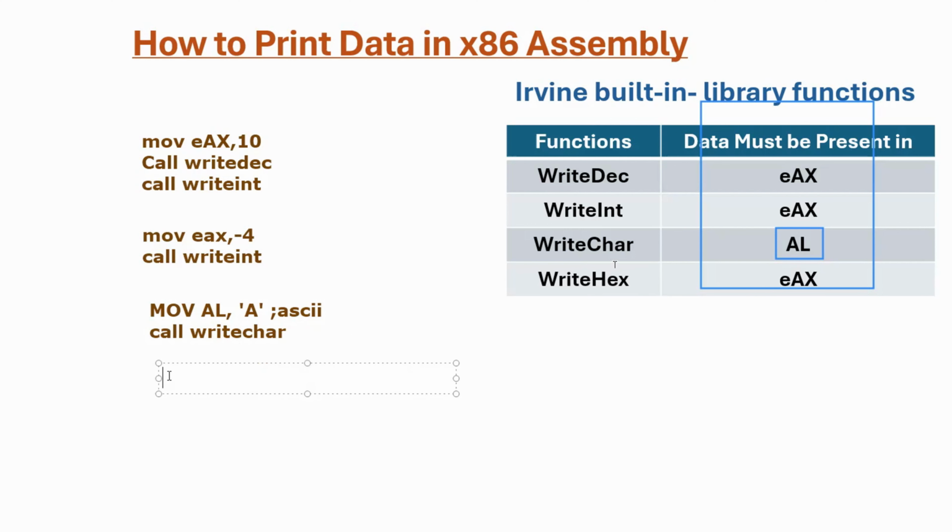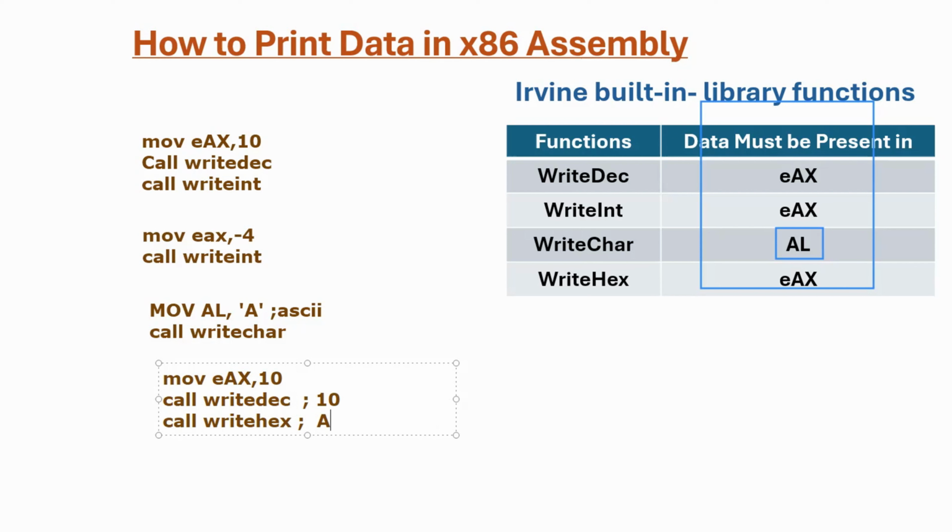So let's say I move EAX comma 10. 10 is a decimal number. And if I use call write decimal here, it will print the value in decimal, which is 10. But if I use call write hex, it will print it in hexadecimal. So 10's equivalent in hexadecimal would be what? A. So we will see that A will be printed on screen.